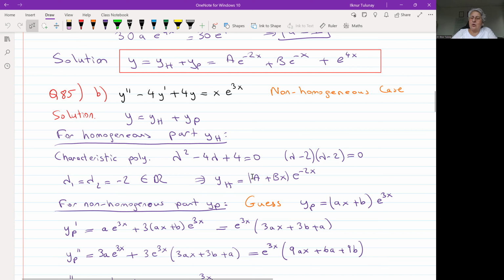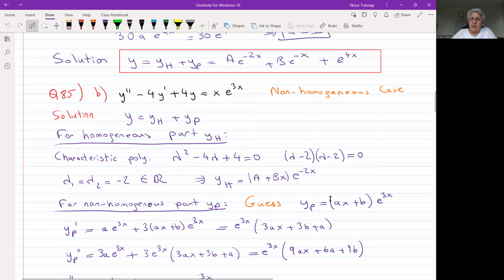Then the homogeneous solution will be given by this formula: (a plus bx) e to the minus 2x. The formulas for the homogeneous solutions are given in the first video, and we know these formulas from there. For the non-homogeneous part, as I said, this is a degree 1 polynomial, so the guess will be ax plus b, and e to the 3x stays as it is.